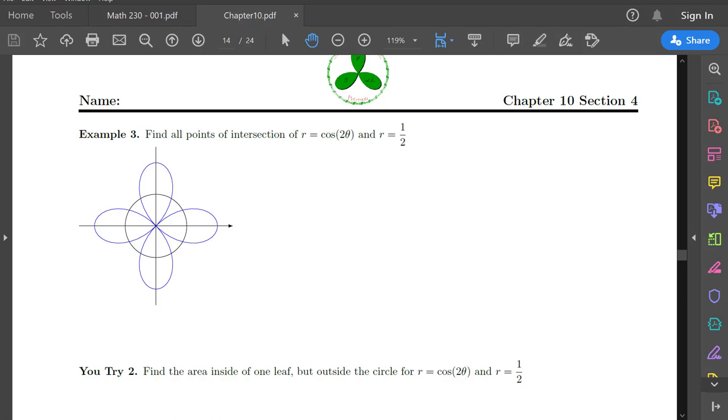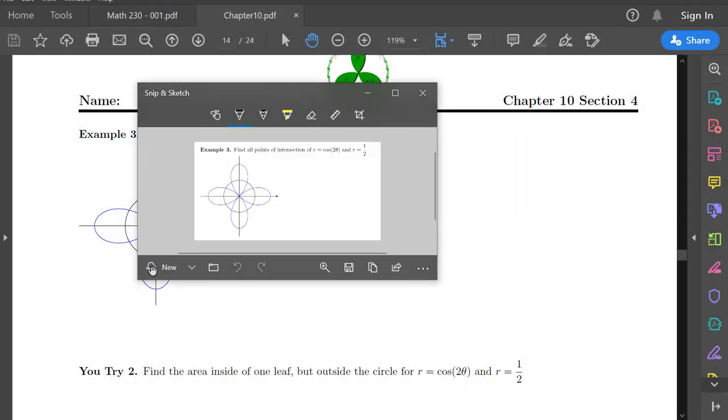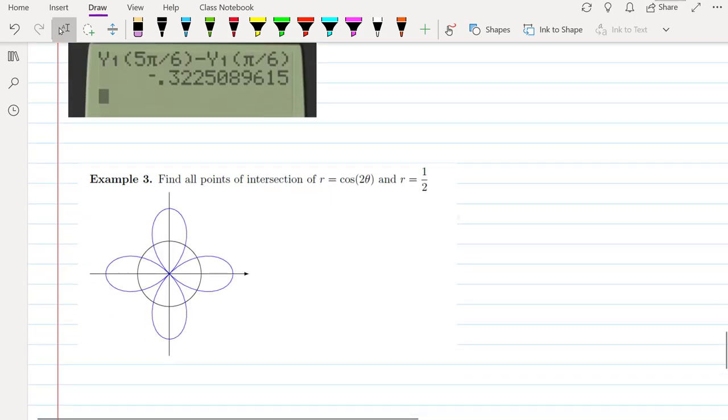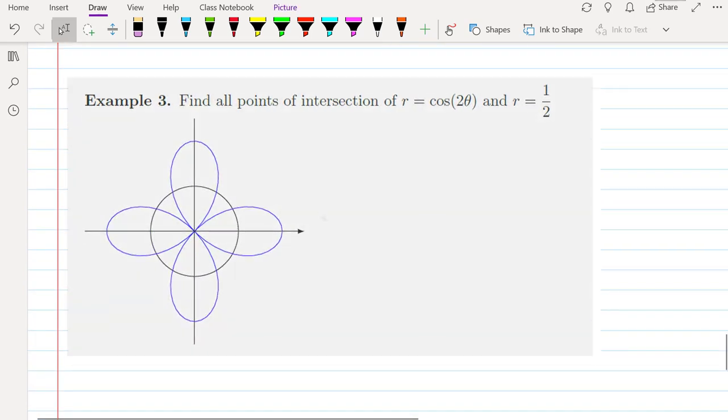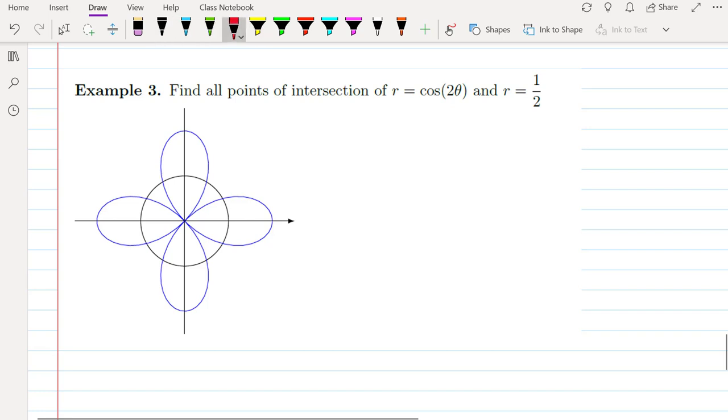So find all points of intersection of r equals cosine 2 theta and r equals 1/2. So we have a picture or a graph that was drawn, which will help us visualize. So looking at this, how many different points of intersection am I going to have? 1, 2, 3, 4, 5, 6, 7, and 8. So based on this picture, I should find 8 points of intersection.